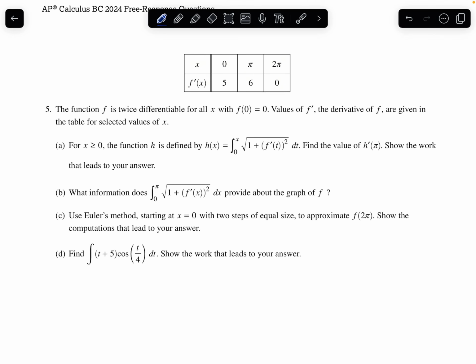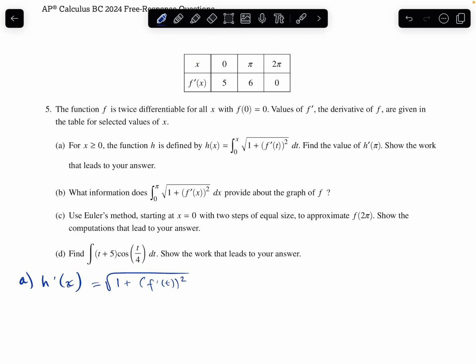So to start off, it says that for some value greater than or equal to 0, we've got this function h, which is defined as this definite integral here. So h of x is defined as the integral of this function from 0 to x. And it wants us to find the value of h prime of pi. Looking at that carefully, it's really just the fundamental theorem of calculus at work here. We know that h prime of x, the derivative of h of x, is really just going to be this integrand, right? So we can say that h prime of x is equal to the square root of 1 plus f prime of t squared, okay?